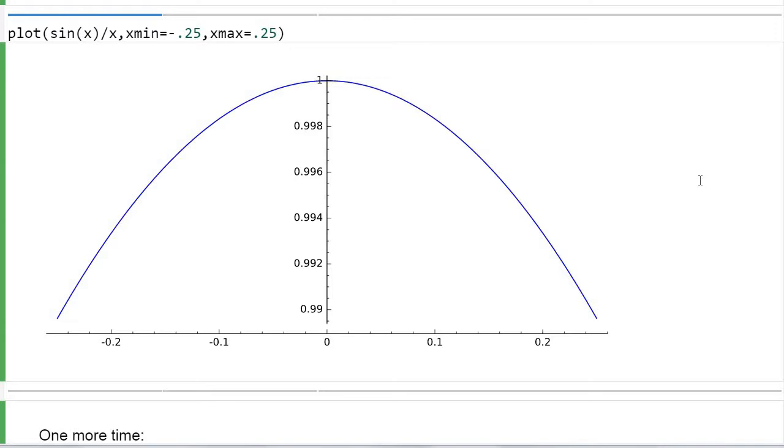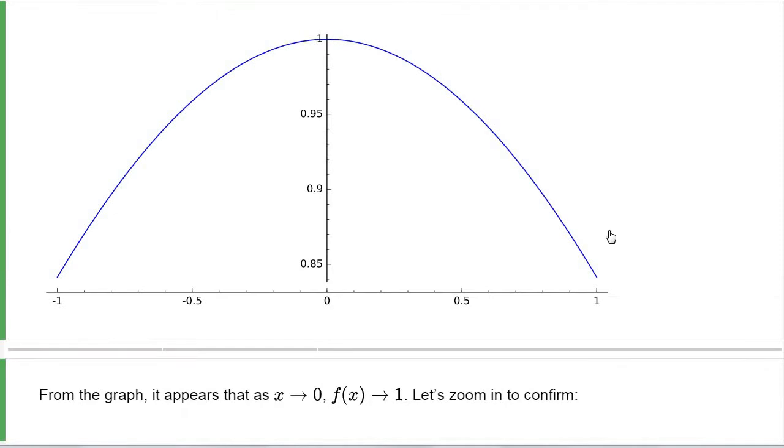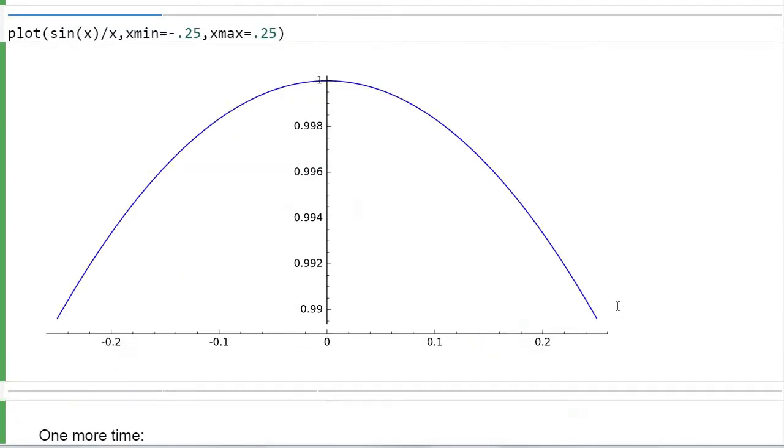And again, it still looks like the y values are close to 1 when the x values are close to 0. And you might think this graph hasn't changed at all. It looks the same, though there has been a change. Notice the y-axis here. This is 0.85 up to 1. This one is now 0.99 up to 1. So much narrower range here on the y-axis. Looks like the answer is 1.